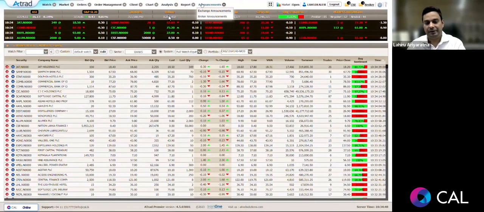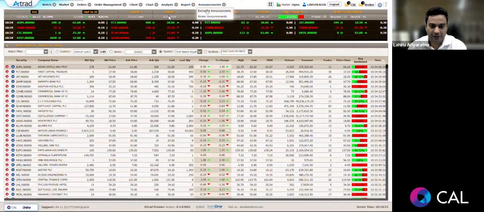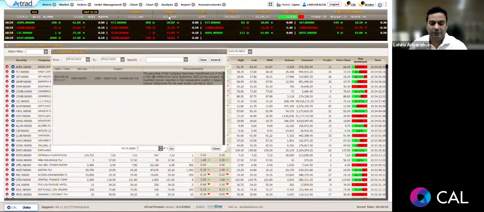I would just jump into the announcements. I think this is something that every trader should actually keep an eye on. So the announcements are corporate announcements that could probably include your dividend announcement, the share splits and bonus issues, and your corporate announcements.